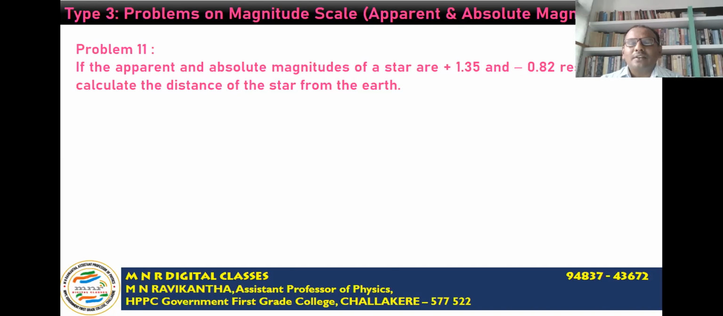We know the relation small m minus capital M is equal to 5 log D minus 5, where D is the distance from the earth and that distance is expressed in parsec. So using the values of small m and capital M, find the value of distance D, which gives the result in parsec. This is the methodology.